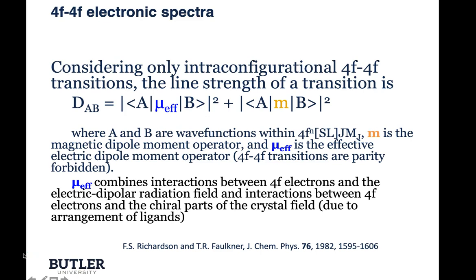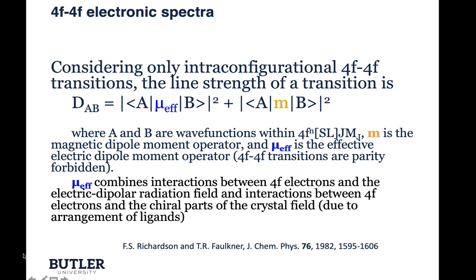So A and B would be our two 4f electronic states defined by our 2S+1 L J term symbols. Okay, so maybe it's from 5D0 to 7F0 in europium. So those would be our two states. The mu effective is the electric dipole moment operator. Now, I say effective electric dipole moment operator because strictly speaking, f to f transitions are parity forbidden. Okay, so that means to the first order they're forbidden, but you can get some electric dipole transition intensity based on mixing and so forth.